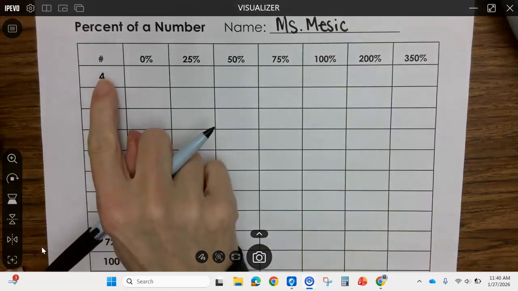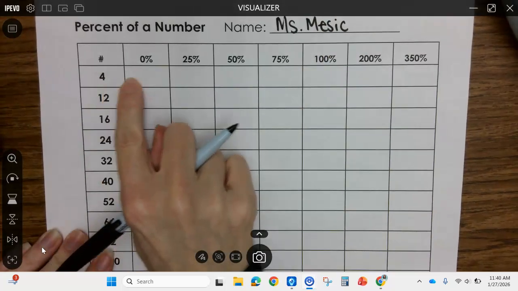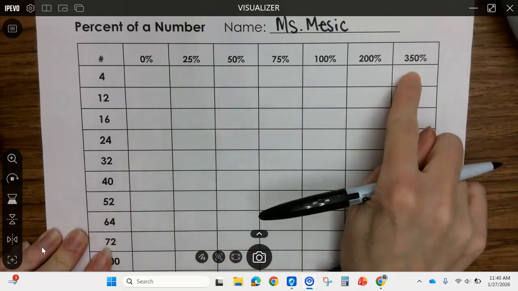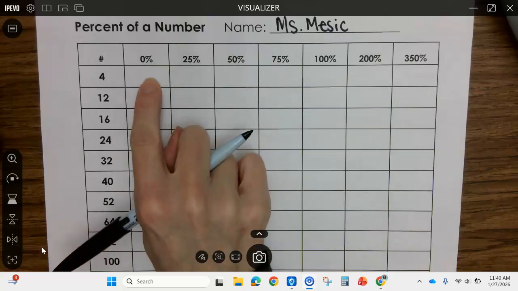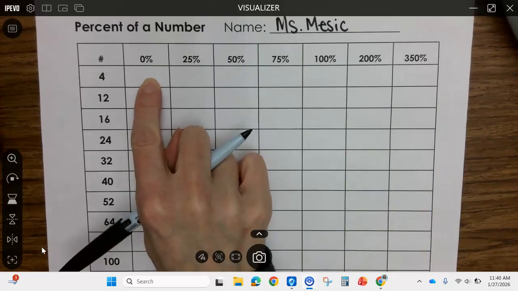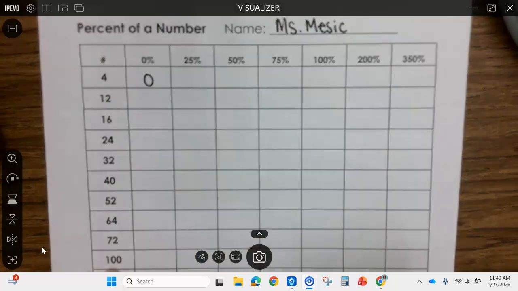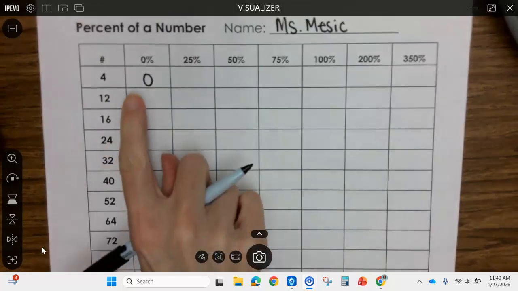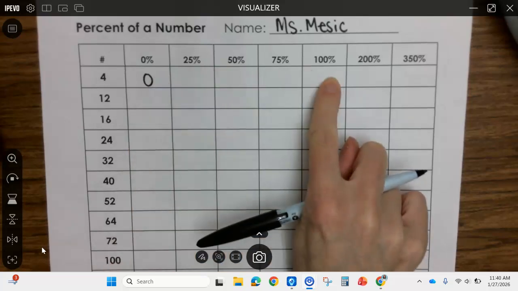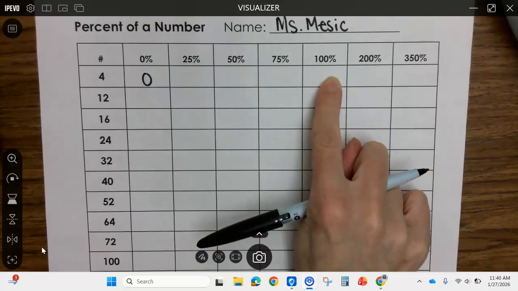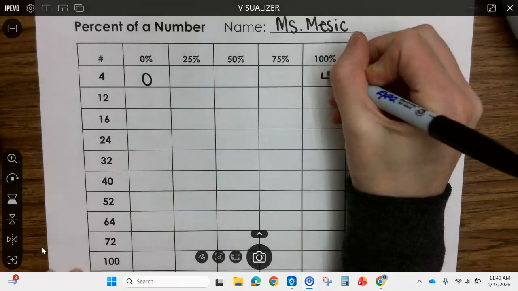All right, so the first number is 4, and we're going to find all these percents of that number. So the first percent is 0%. If I have $4 and I give you 0% of my money, that means I'm giving you nothing. So you get $0. Okay? 100% means I give it all to you. Lucky you. That would mean you would get all $4.